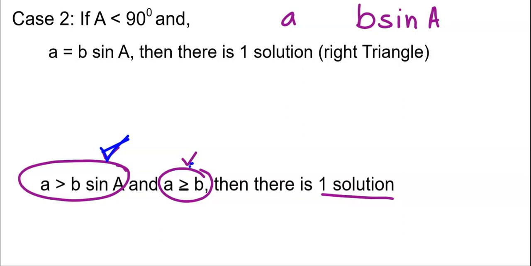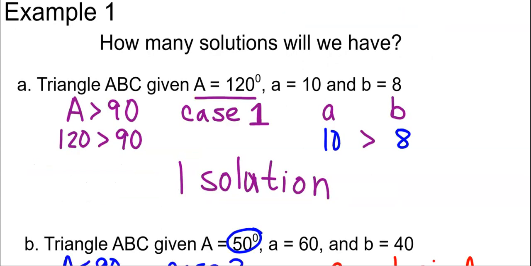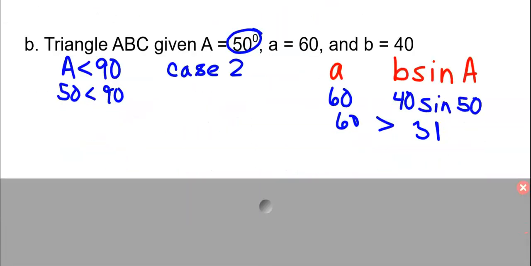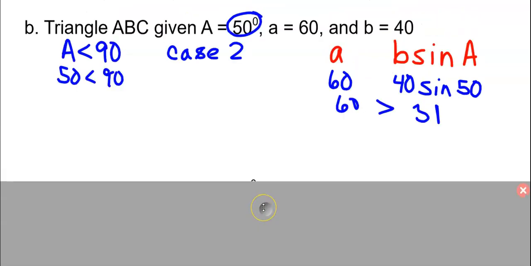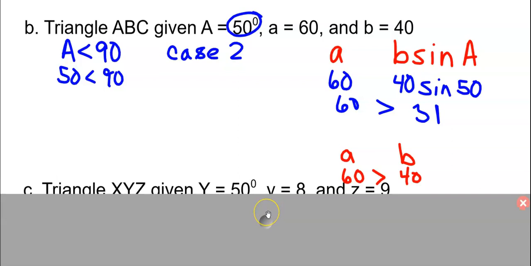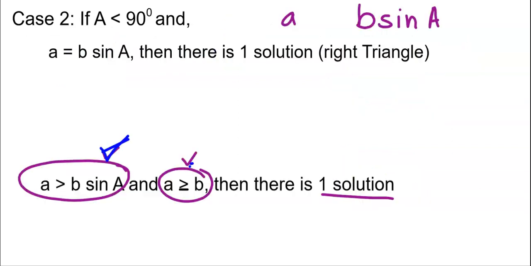So let's go back and check our A and see how that works. Again, we're looking at B right here. All right, so look at A and B. We know A is 60. Our B is 40. So A is greater than 40, or A is greater than B. So in this case, that matches up with what we said here. That means here we have one solution as our answer. So both of these are satisfied. Both of these work. That means we have one solution.